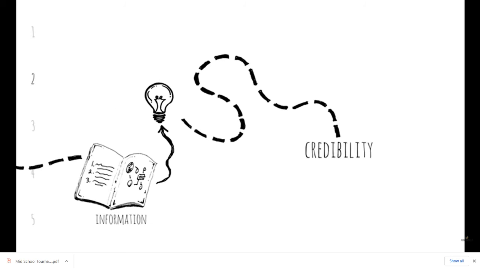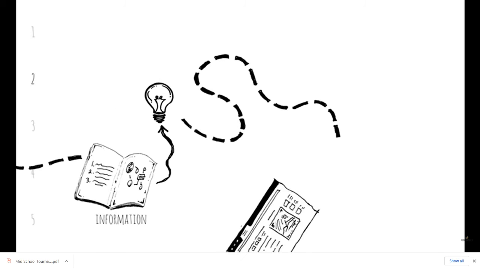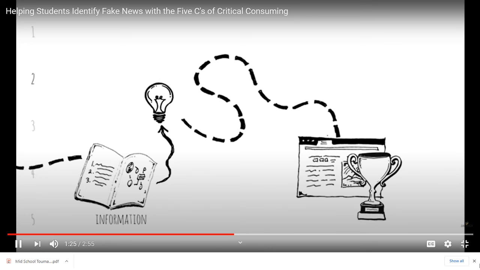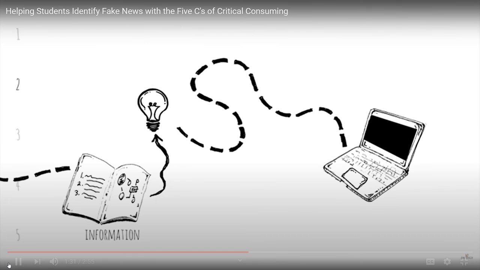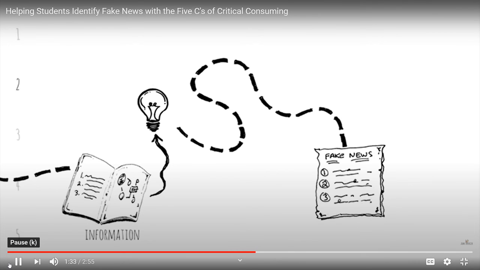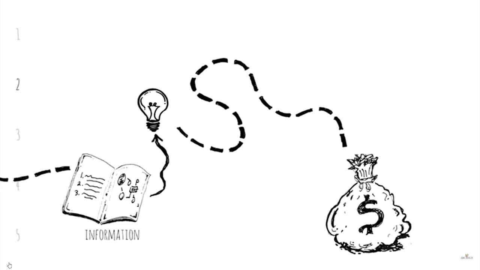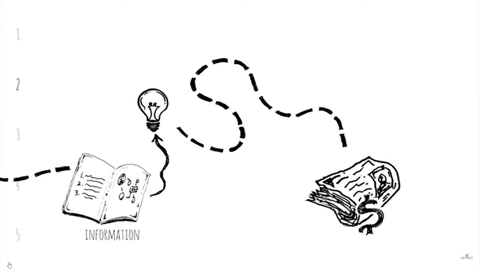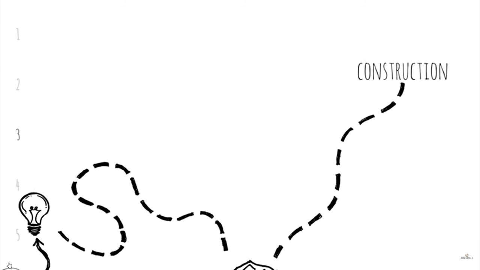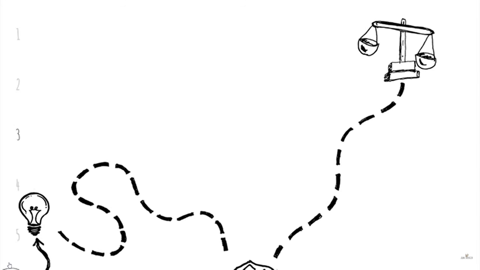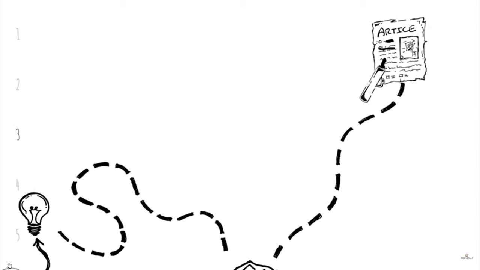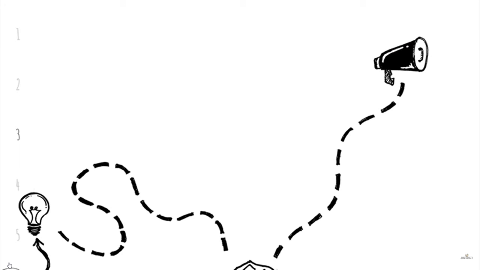Number 2, credibility. Check the credibility of the source. Does the site have a reputation for journalistic integrity? Does the author cite credible sources? Is it satirical? Is it on the list of fake news sites? Is it actually an advertisement posing as a real news story? Number 3, construction. Analyze the construction of the article. What is the bias? Are there any loaded words, any omissions, any propaganda techniques? Can you distinguish between the facts and the opinions? Or is it merely a bunch of speculation?